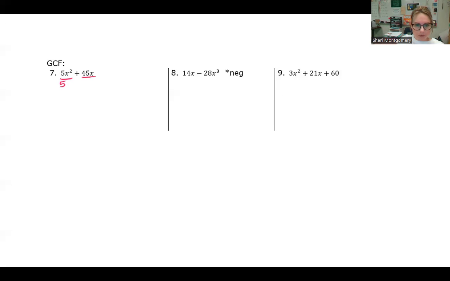5 and 5. Well, now let's look at the variable parts. They both have an x. One is x squared and one is x. What's the biggest amount of x's that I can pull out? Just one. That's the most. So I have an x and an x. So greatest common factor is basically dividing out the biggest factor.